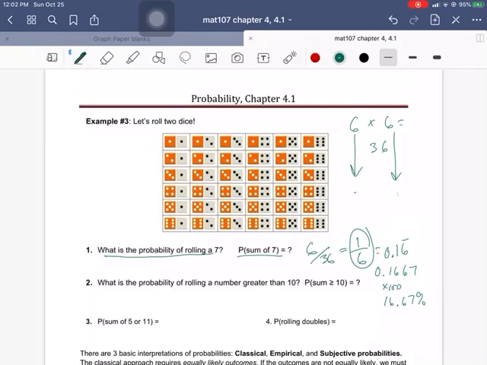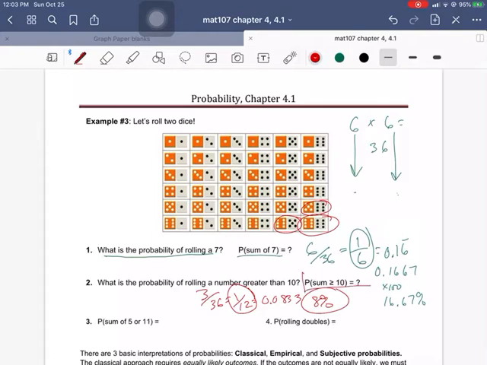How about the probability of rolling a number greater than 10 with 2 dice? Greater than 10 would be an 11 and a 12. So that's 3 out of 36. That is the same as 1/12, or 0.083 repeating. So about 8%, depending on how they want you to round things, or just leave it as a fraction.